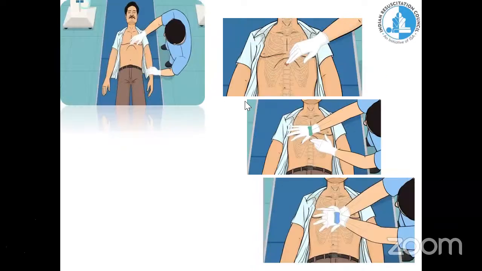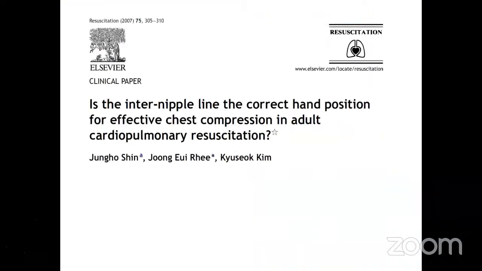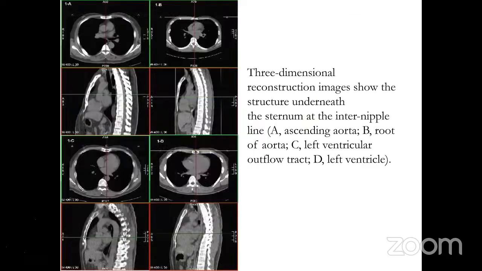Now, this area, which is recommended by the Indian Resuscitation Council Federation, has been found to be most appropriate for the Indian population. And the reasons are many. The reason primarily is, if you see this interesting paper, which is almost 15 years old, they talk about the internipple line. Is it the correct hand position for effective chest compression in adult cardiopulmonary resuscitation? They have done very nice reconstructive images from CT scans. Based on the external structure of the intermammary line, and by this 3D reconstruction of the CT images, they have tried to identify which structures underlie the intermammary line or internipple line.